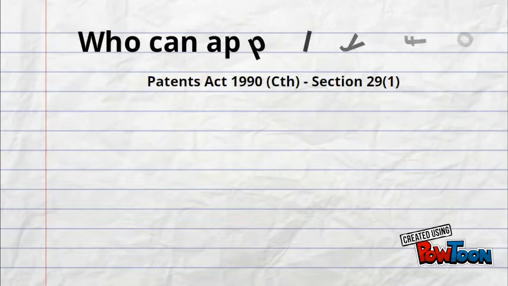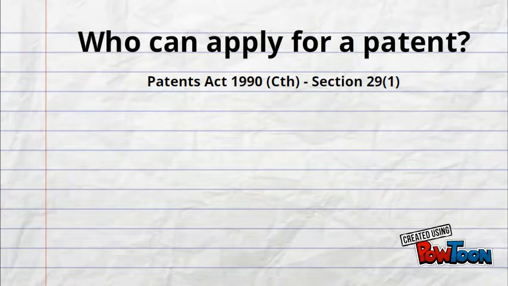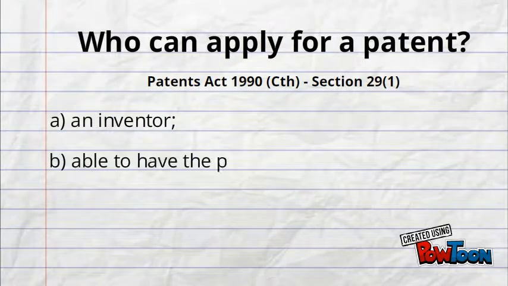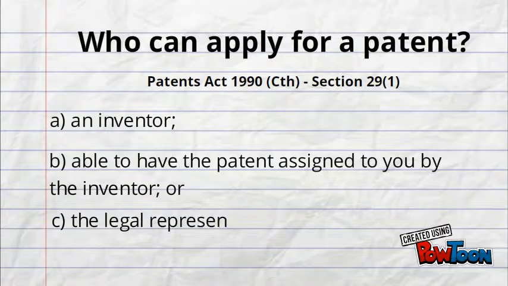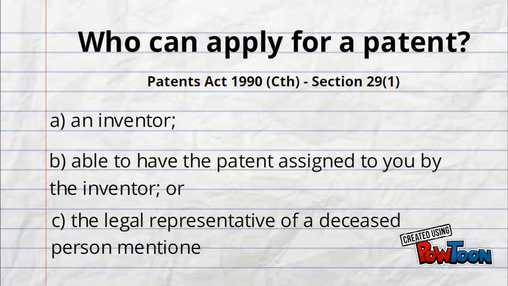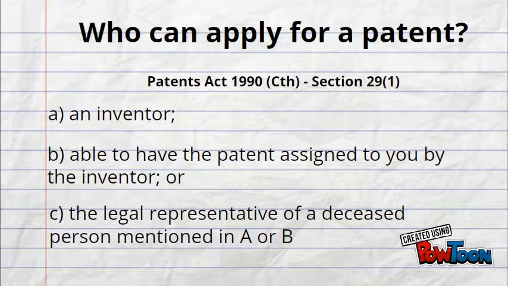Under Section 29(1) of the Commonwealth Patents Act, a person is either A. an inventor, B. able to have the patent assigned to you by the inventor, or C. the legal representative of a deceased person mentioned in A or B. If you meet either A, B or C, then you would be eligible to apply for a standard patent.